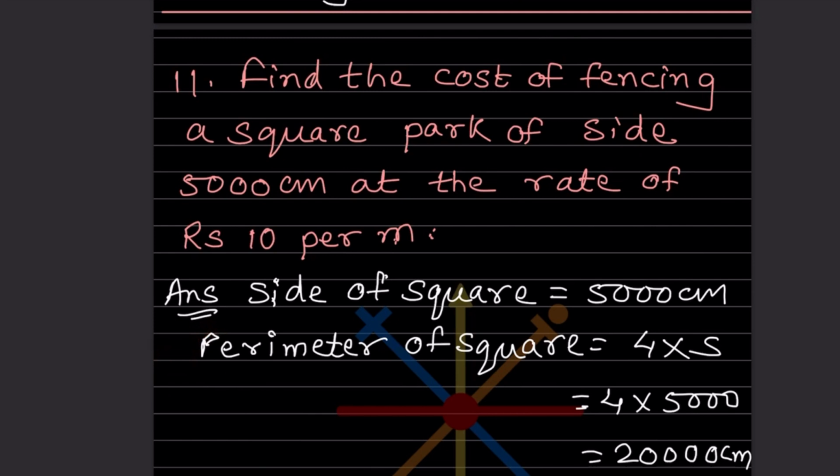Perimeter of a square means the sum of all sides, and there are 4 sides in it. So 4 multiplied by s. So we write 4, and the side is given as 5000. So this is going to be 20,000, and this is centimeter. Now this centimeter we are going to convert to meter. First solve it along with the same unit and then convert.